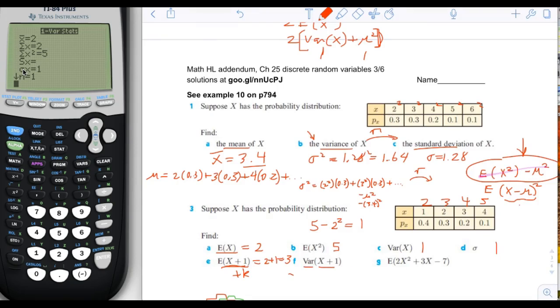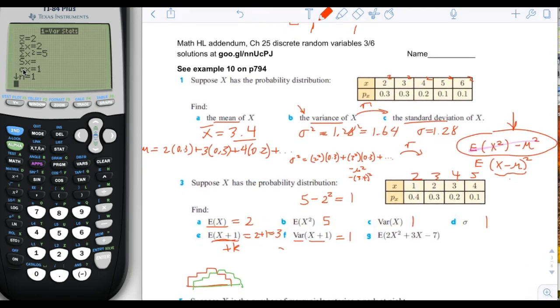So the variance of x plus 1 would be the same thing as the variance of x, which is 1. For this last one, remember that if you have the expected value of 2 different random variables added together, it's the same thing as the expected value of one variable plus the expected value of the other variable. So this complicated looking function here is actually 3 simpler functions added together.